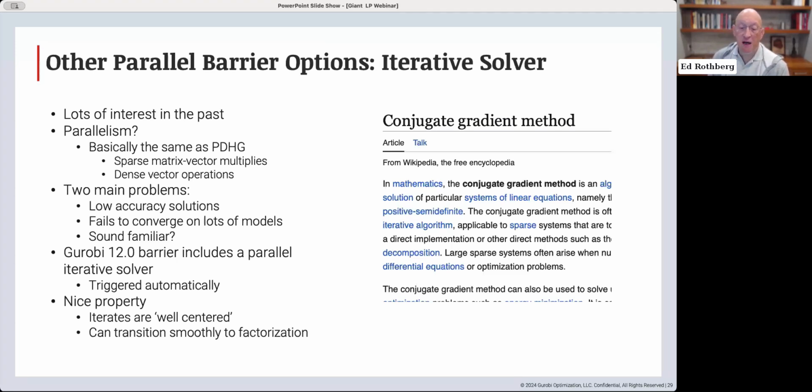I should add that one nice property of the iterative solver within barrier is that the iterates are what's called well-centered. So basically they create desirable points for starting a barrier solver, for continuing a barrier solver. That means that we can actually smoothly transition from using the iterative solver to using a direct solver at some intermediate barrier iteration. And as best as we can tell, the same is not true for the iterates from PDHG. You can't take an iterate from PDHG, hand it to barrier, and expect barrier to be able to make good progress from that iterate.